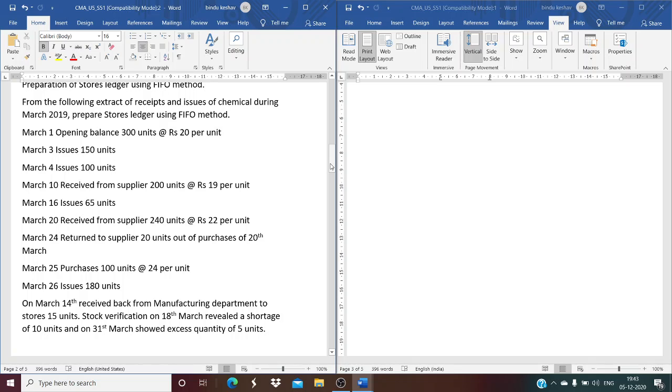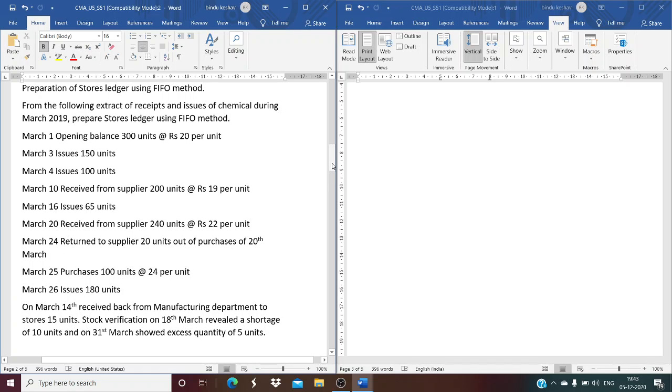units. So here we have the information regarding the opening balance, issue of material, receipt of material from the suppliers and returning of the material to the supplier as well as returns from the manufacturing department and shortage as well as excess. So this is a problem of preparation of stores ledger using first in first out method with all the adjustments. Now, when the stores ledger is prepared, we need to record it in a chronological way.